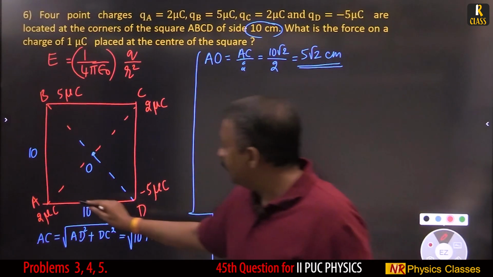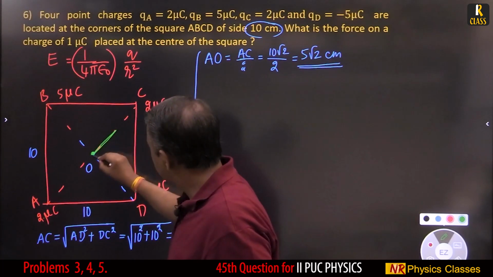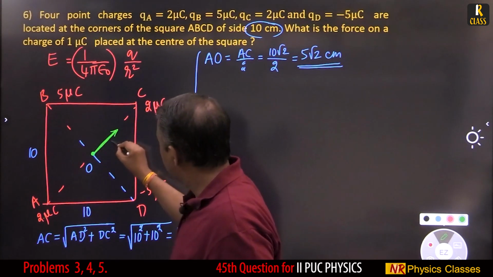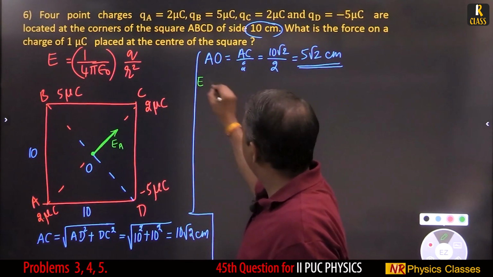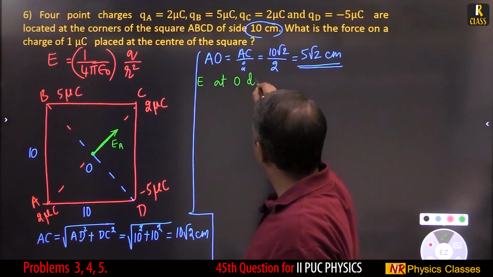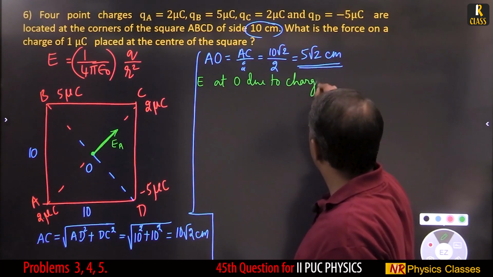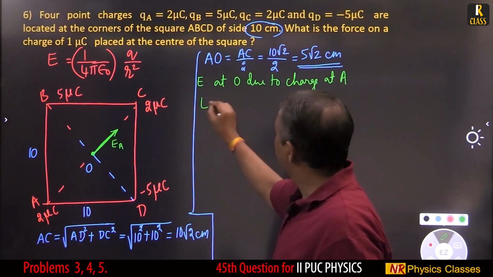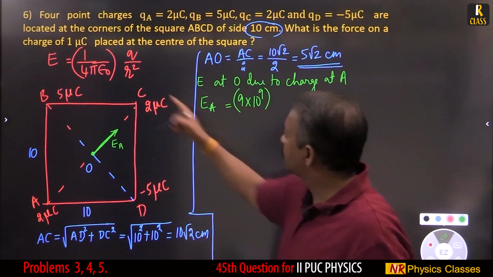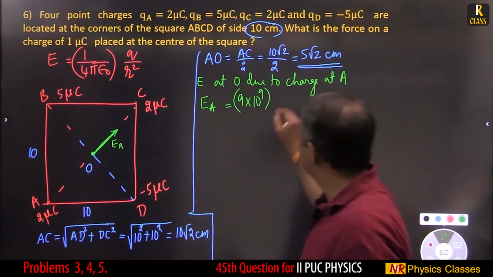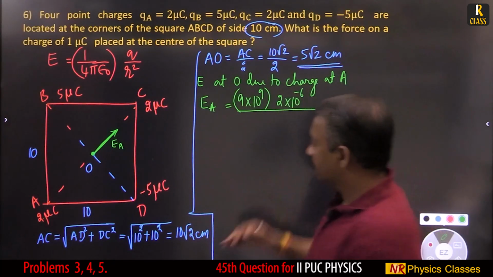Next, electric field at this point due to this charge. Since it is a positive charge, the field is away. Electric field at O due to charge at A, denoted by EA. Constant is 9 times 10 to the power of 9. Students, please copy. Charge is 2 times 10 to the power of minus 6, by distance.